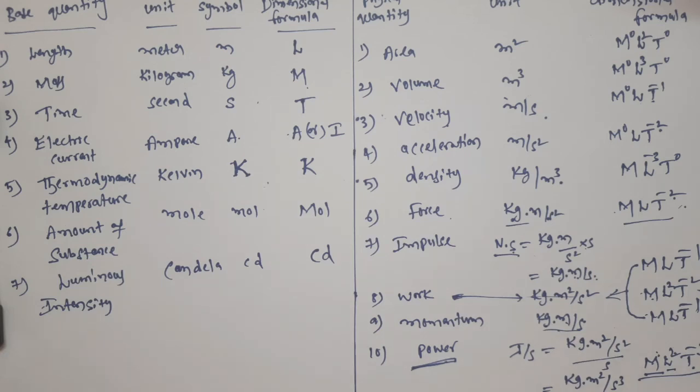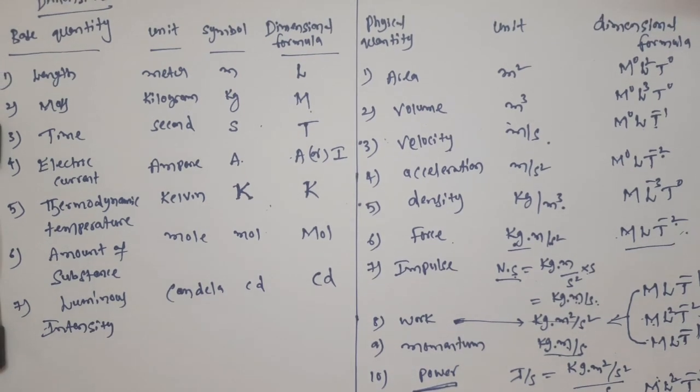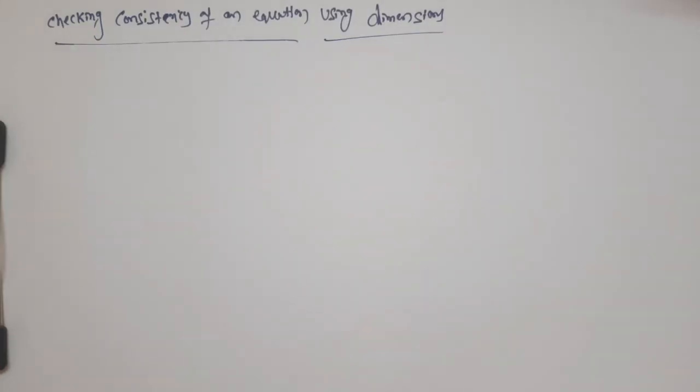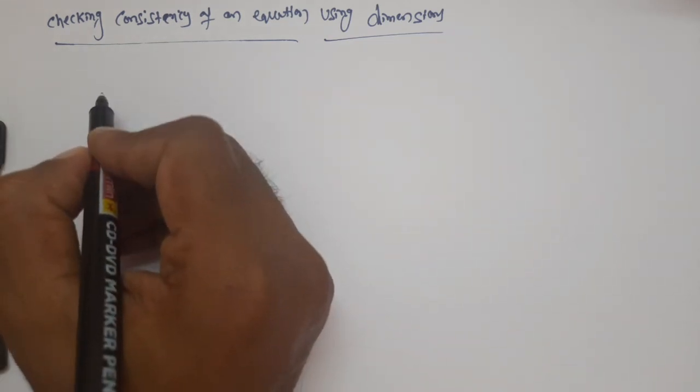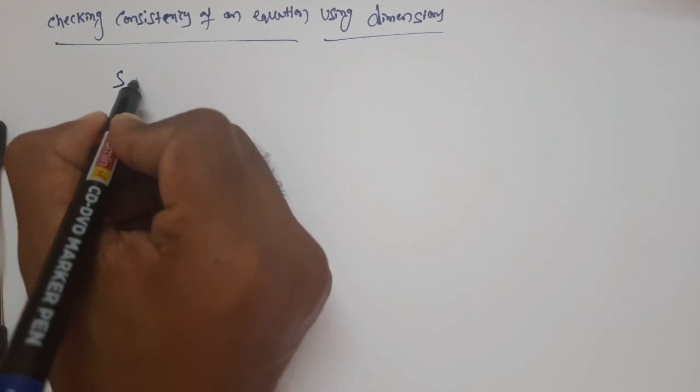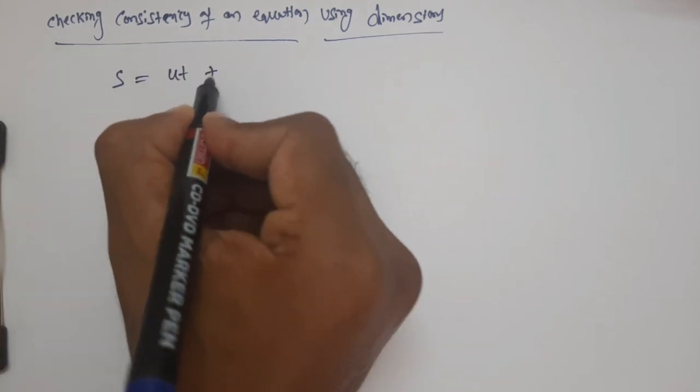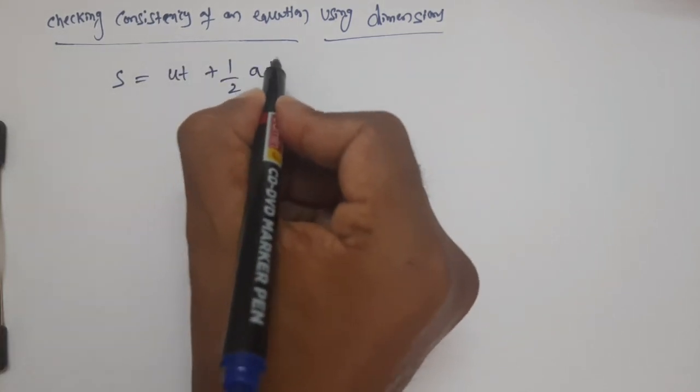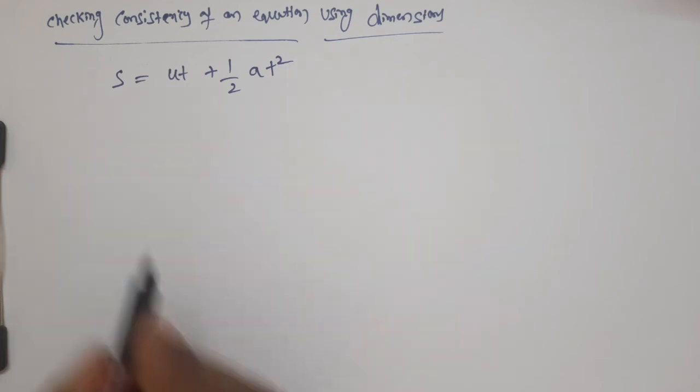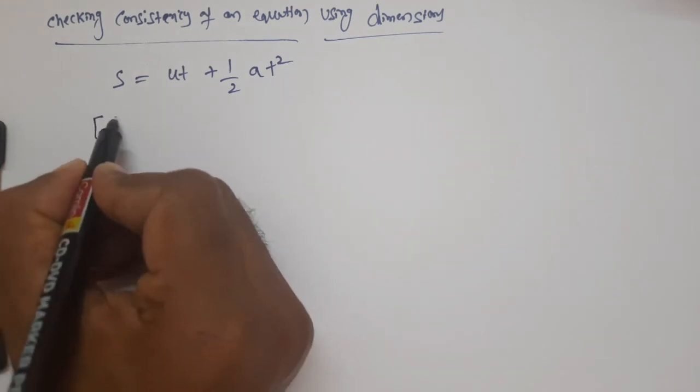If an equation is given, we can check whether the given equation is correct or not. Let us take an example for this one: checking the consistency of an equation using dimensions. Now we have equations of motion. A simple equation I am taking: S is equal to ut plus half at square. Now let us check the dimensions of S.